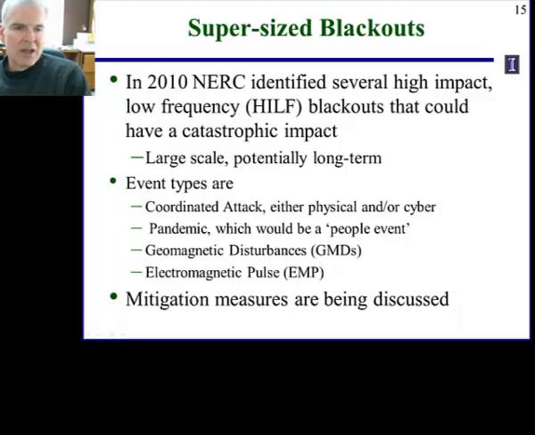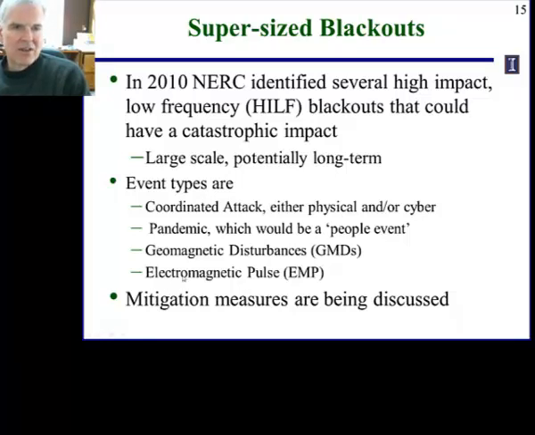A geomagnetic disturbance would have a continental impact. So if we had a large geomagnetic disturbance, it could potentially take out the power grid for all of North America. The issue that is currently being studied is whether that would cause permanent damage to the equipment or whether it would just be a catastrophic blackout, but something that we could recover relatively quickly from.